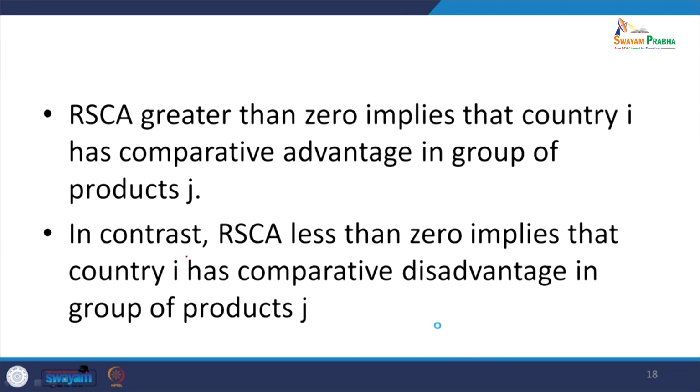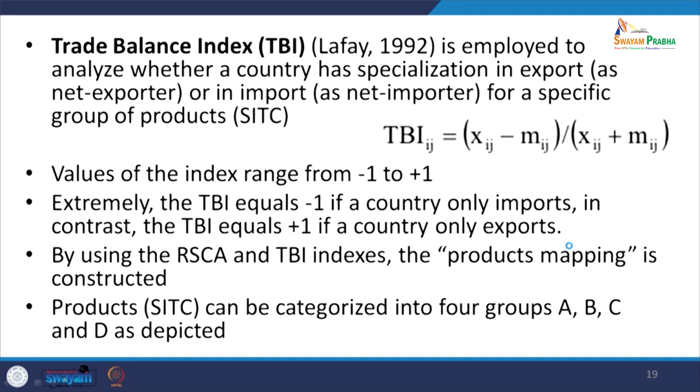So, if it is greater than 0, which implies simply what? It says that country I we are sticking to has comparative advantage in group of products J, which was not discussed, simply compared in the RCA model. If it is less than 0, that means it is comparative disadvantage in the group of products J. So, this is very important. Now, to check it carefully, we are supposed to discuss the revealed systematic comparative advantage approach.